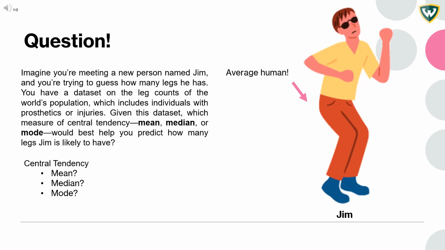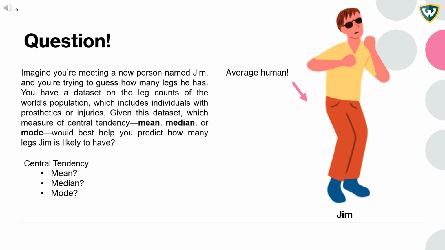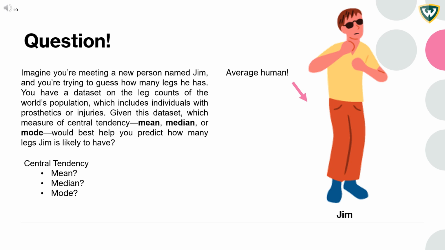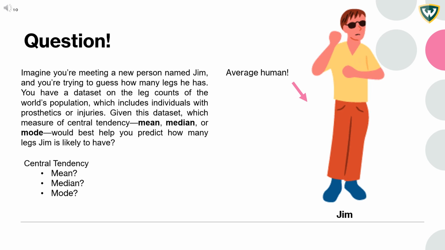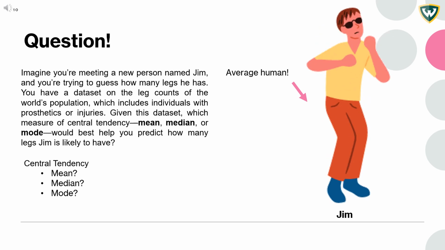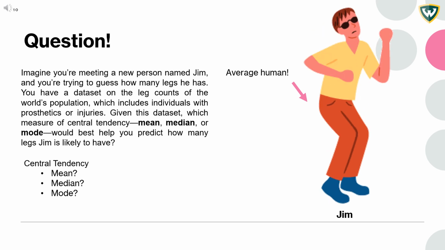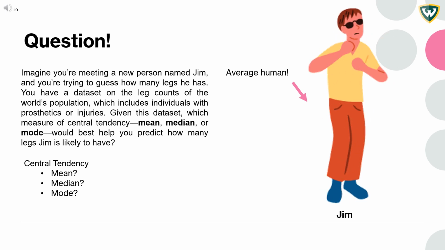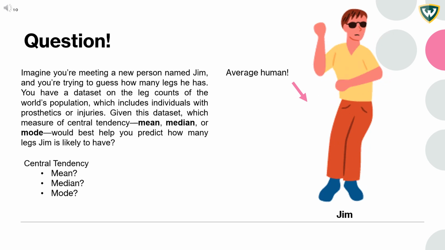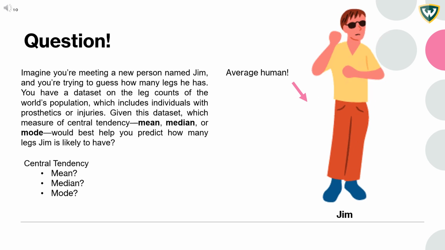Given that most people have 2 legs, the median will also likely point to this typical value, suggesting that when meeting new people, you should generally expect to see someone with 2 legs. Finally, if you rely on the mode, you would determine the most frequently occurring number of legs in the dataset. Since the vast majority of the human population has 2 legs, the mode would indicate that you should expect Jim to have 2 legs. Now, considering all this, which statistic do you think will give you the most accurate prediction of how many legs Jim is likely to have?